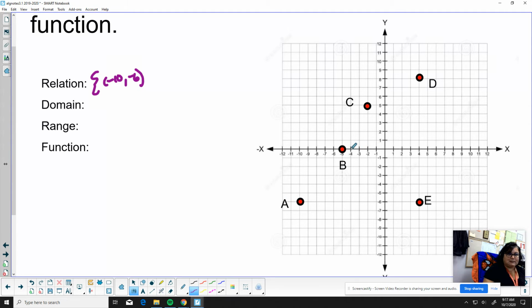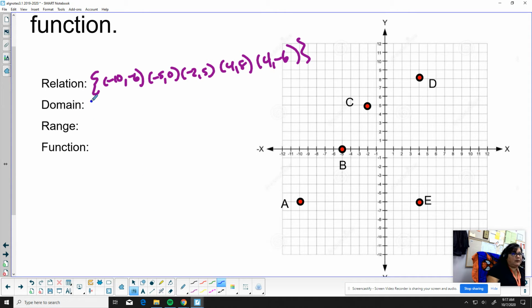My second point is left -5 and up 0. The third one is left -2 and up 5. The fourth one is right 4 and up 8. And the fifth one is 4, down -6. So there's my relation or set of ordered pairs.